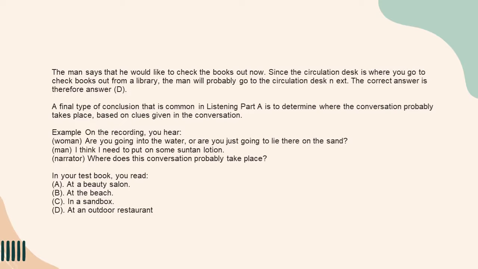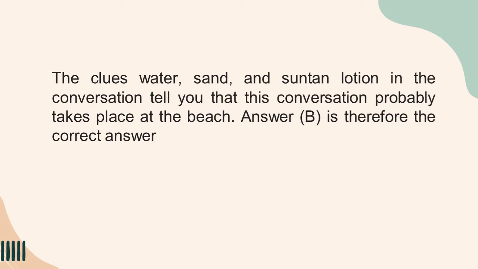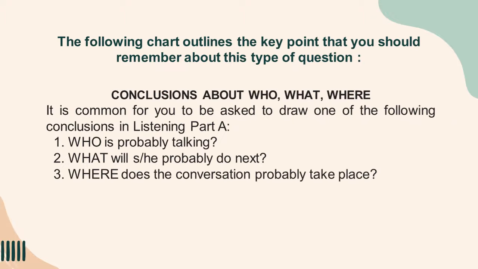In your textbook, you read A, at the beauty salon; B, at the beach; C, in a sandbox; D, at an outdoor restaurant. Yeah, we will go into the explanation to find the correct answer. The clues, water, sand, and suntan lotion, in the conversation tell you that this conversation probably takes place at the beach. And B is therefore the correct answer.